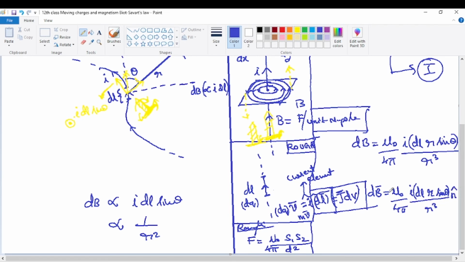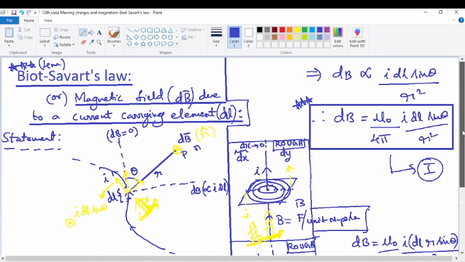Now just observe here. This dl r sin theta, dl into r into sin theta, is actually the magnitude of the cross product of dl bar and r bar vectors. But what is the direction of dl bar and r bar? We know how to get it. dl bar is this vector here from here to here. So now I'll just make dl bar like the original diagram. This is the dl bar vector.